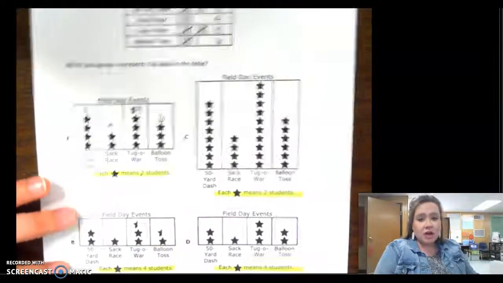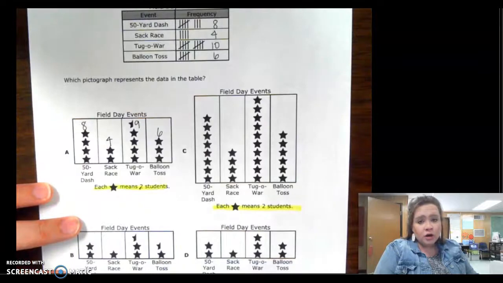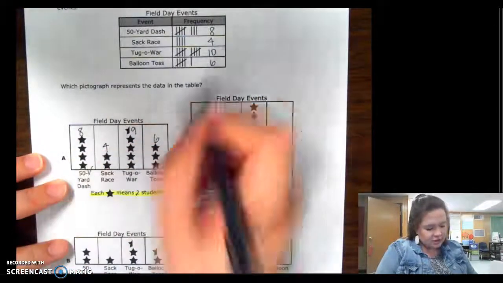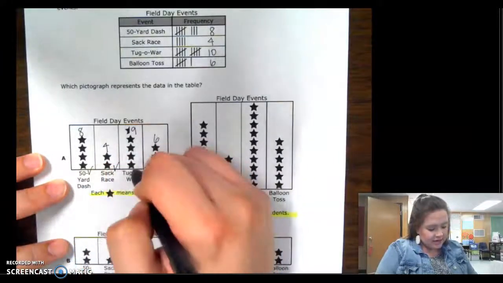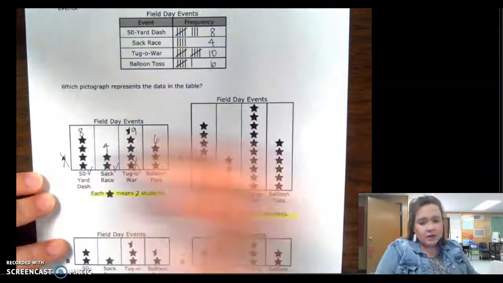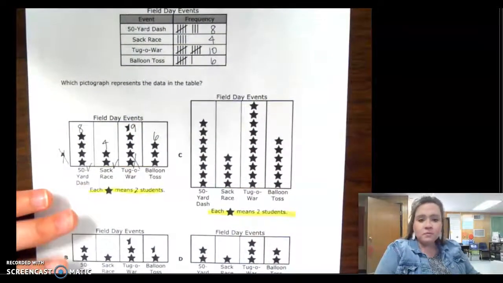Does this match all of our events in the frequency table? It matches the 50-yard dash. It matches the sack race. It does not match tug-of-war. So letter A cannot be your answer.